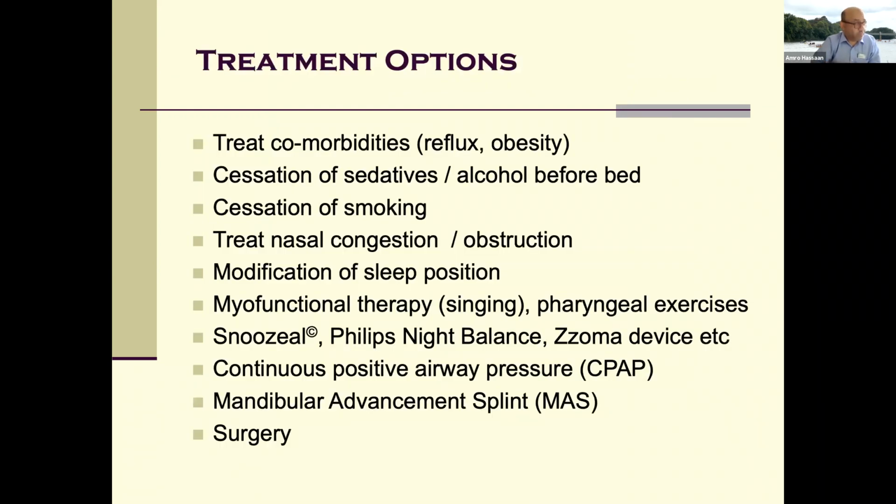First, we've got to treat the comorbidities. We've got to treat the reflux, the obesity. You've got to stop alcohol before bed because that makes you tired. You've got to think about the sedatives you're using, sleeping tablets, antidepressants. You've got to stop smoking because that gives you rhinitis and reduces your oxygen saturation. Treat nasal congestion. If you've got an allergy, deal with that. If it's non-allergic rhinitis, deal with that. And of course, we as ENT would be happy to help.